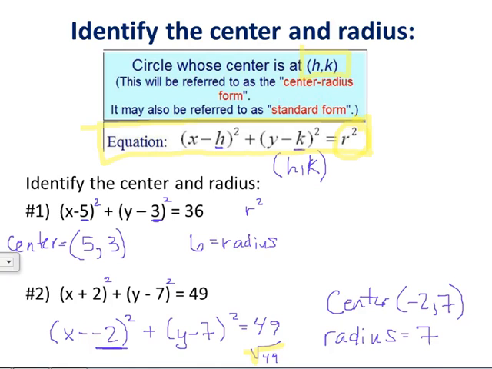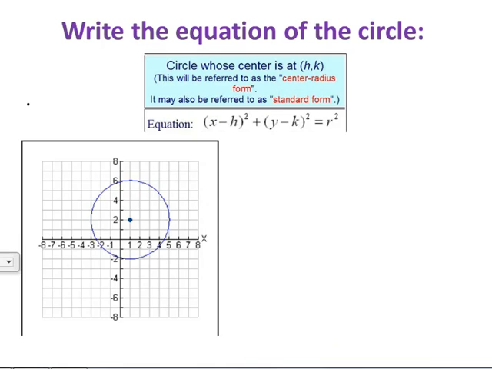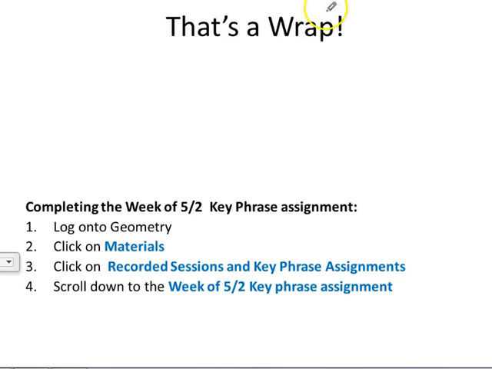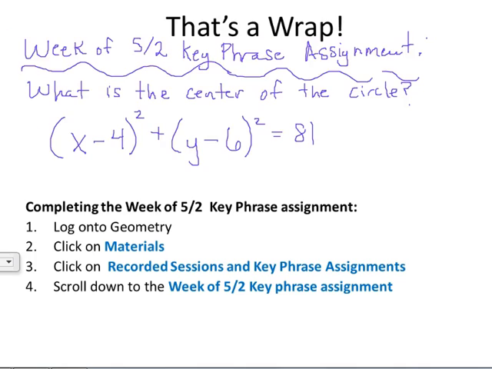We're going to go ahead and finish up this recording and do the key phrase assignment. So let me write that down. I've got an equation written in standard form of a circle: x minus 4 squared plus y minus 6 squared equals 81. All I want you to do from that equation is tell me what is the center of that circle. What is the center of that circle? And that's it. So that's a wrap.